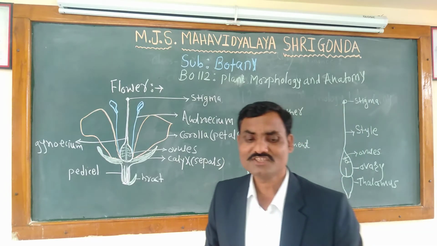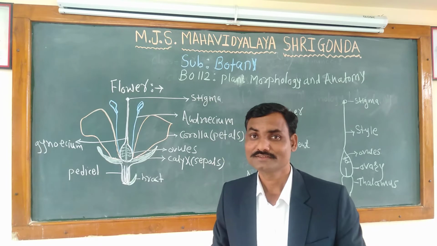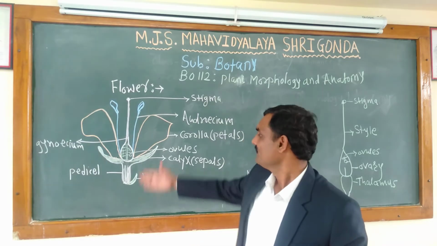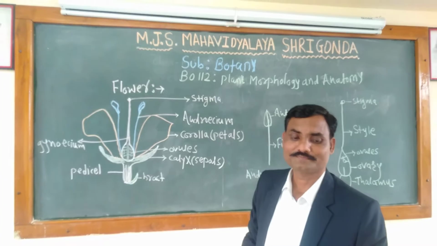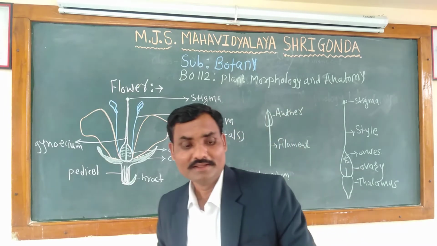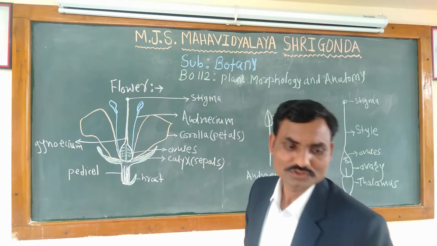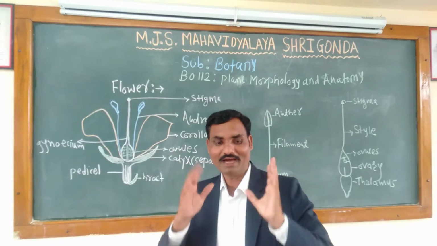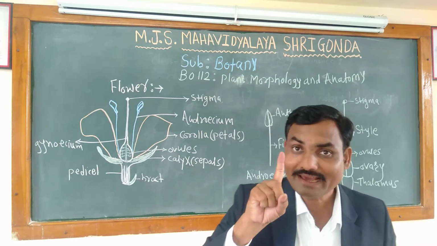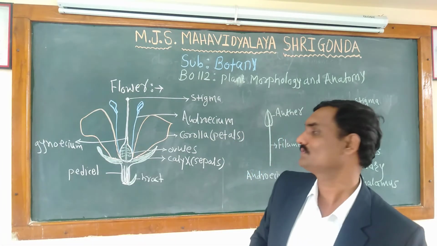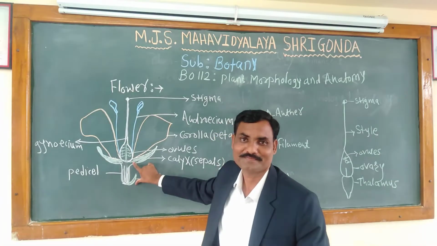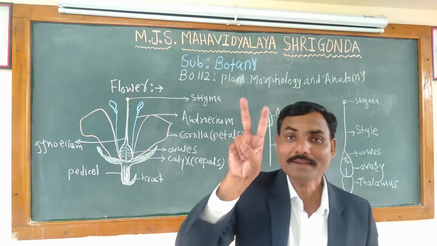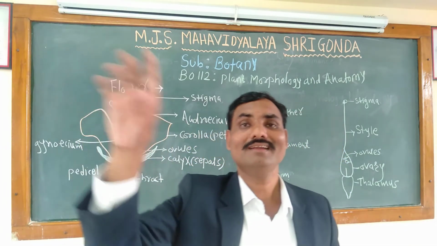Then what is the typical structure of the flower? We know that, you see this diagram. This is the typical structure of the flower. Then the typical flower shows two main parts, that is floral axis and floral leaves. This is the floral axis and those are the different floral leaves. Those are the two main parts, floral axis and floral leaves.